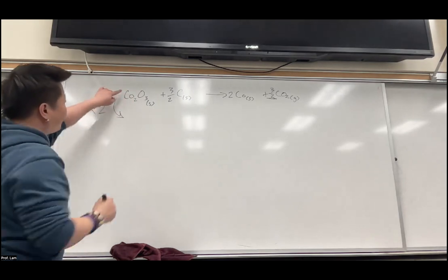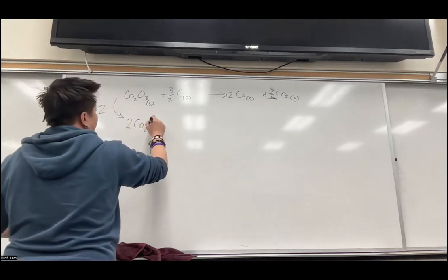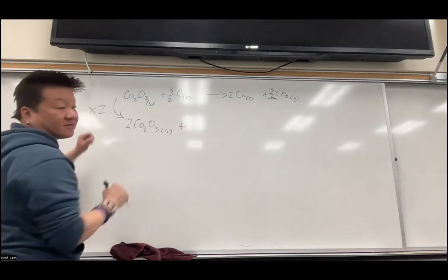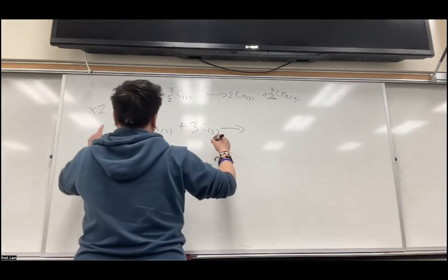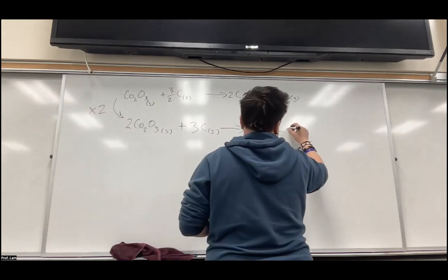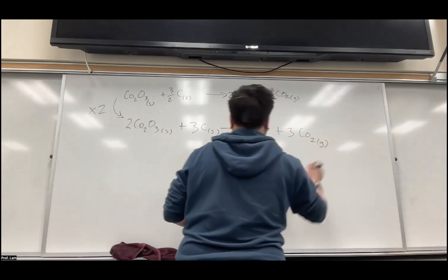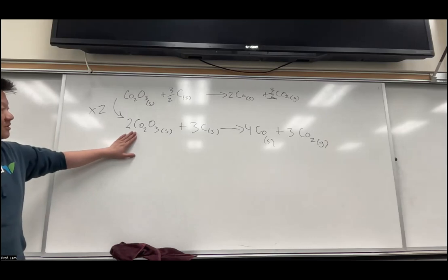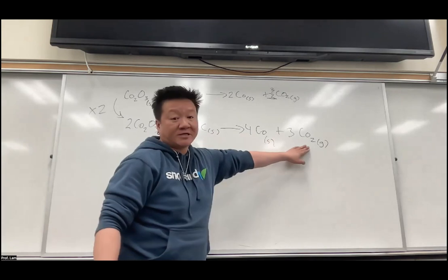So here, the coefficient is an implied 1, so 2 times 1 is 2. So 2 Co2O3 solid plus 2 times 3 halves is 3, then 2 times 2 is 4, and 2 times 3 halves is 3. So at the end, we have 2 Co2O3 plus 3 C goes to 4 Co plus 3 CO2.